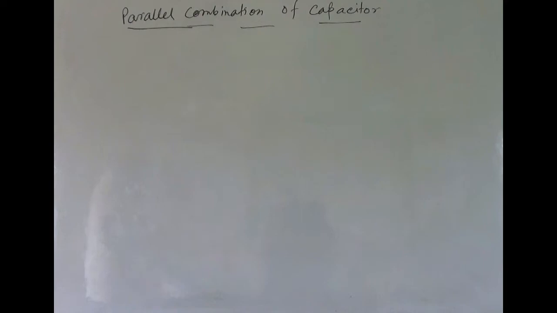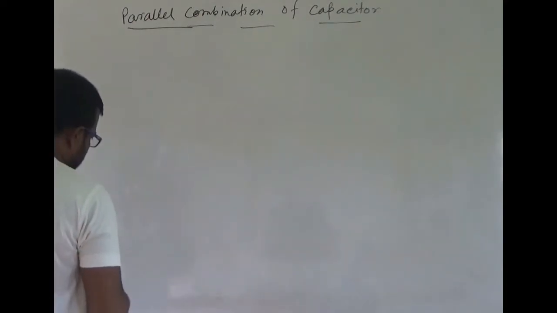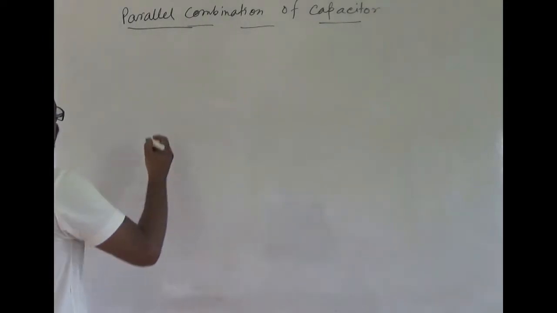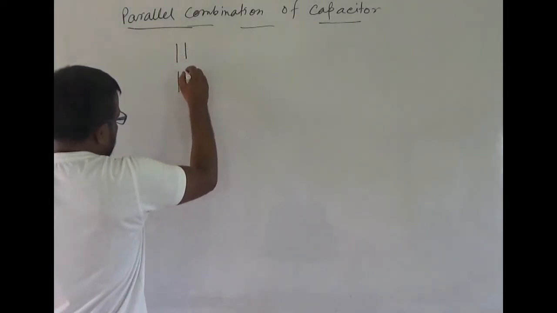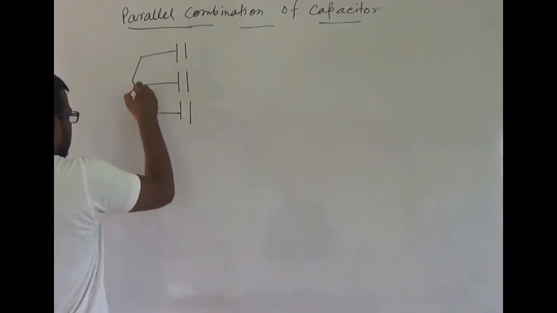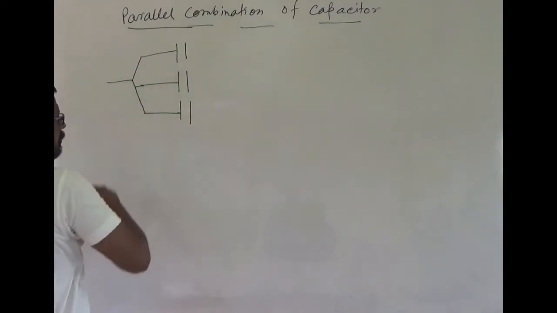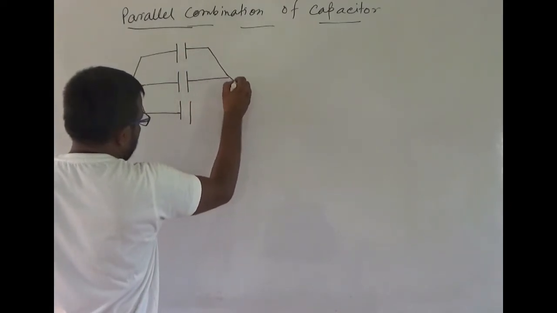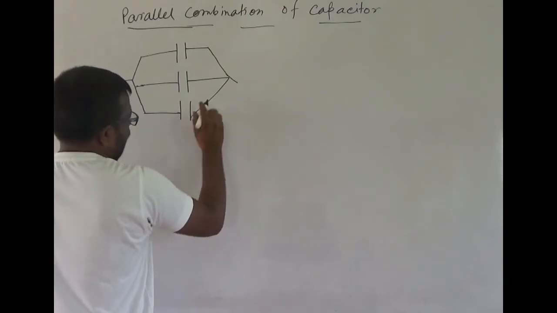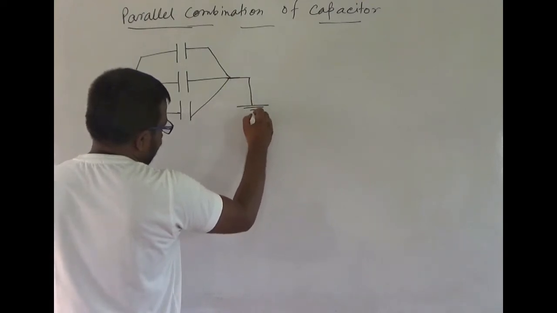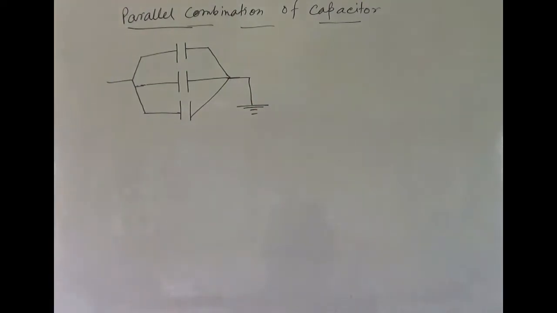In this case, we also take three capacitors of capacitance C1, C2 and C3. It is connected like that. The left plate of each capacitor is connected to a common point, and the right plate of the three capacitors is also connected to a common point, and the right plate of each capacitor is grounded.